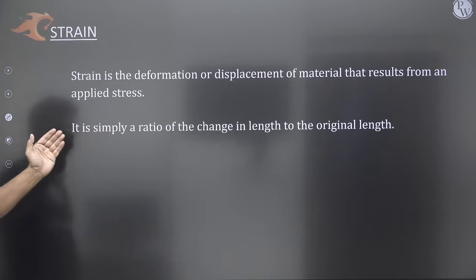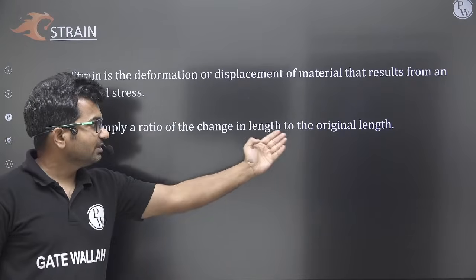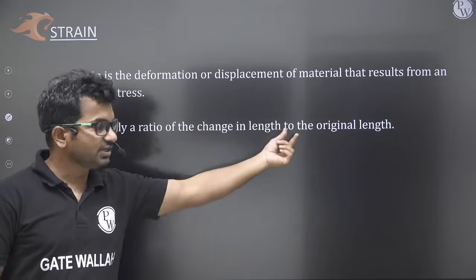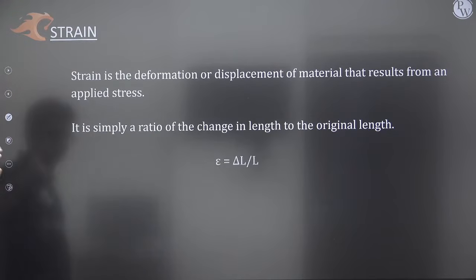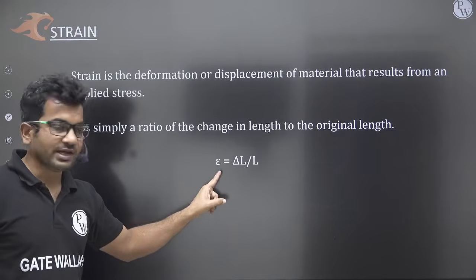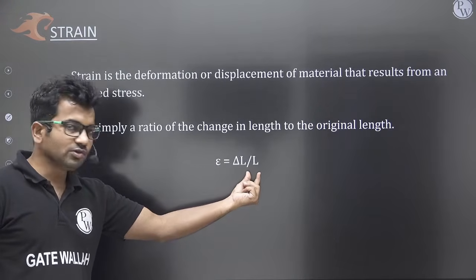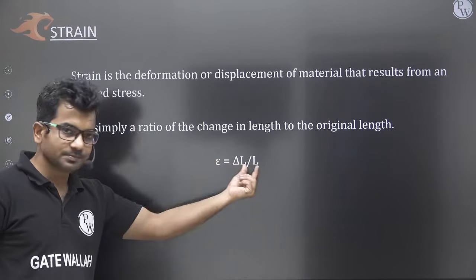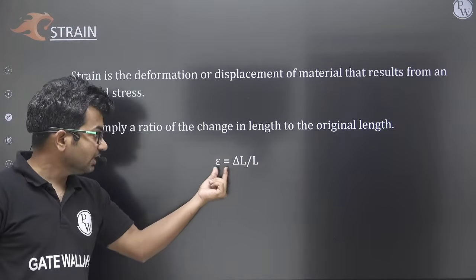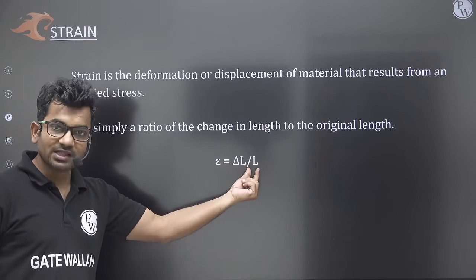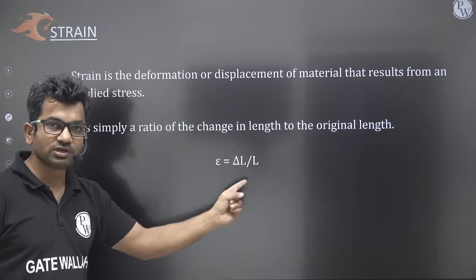Now it is simply the ratio of change in length to the original length. When we talk about normal strain, it is the change in length to the original length. Normal strain is represented by epsilon, and it is the change in length divided by the original length. Now can you tell me what will be the units of strain? Change in length has the unit of length, divided by length, again the unit of length. So both units will cancel out.